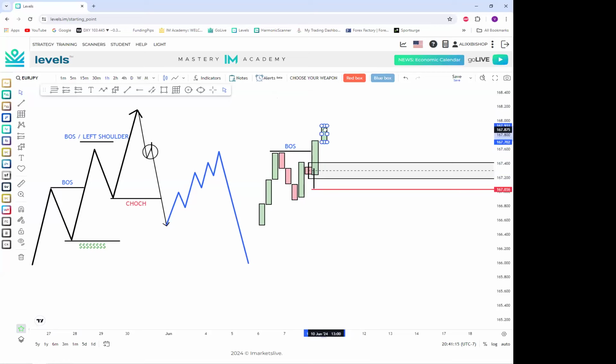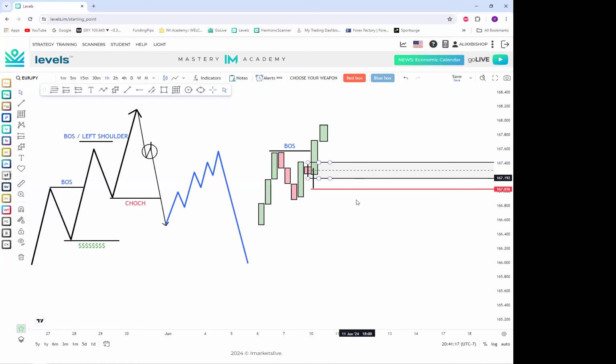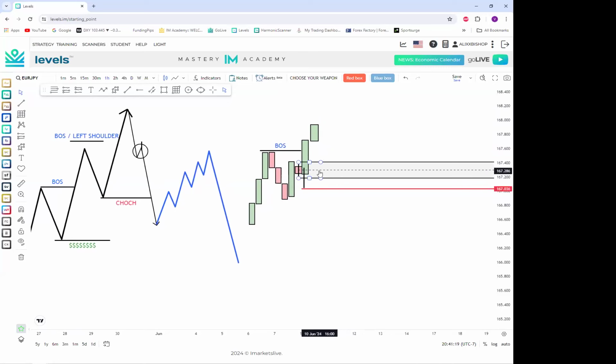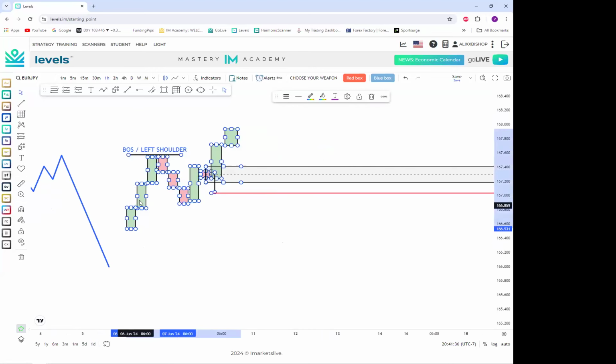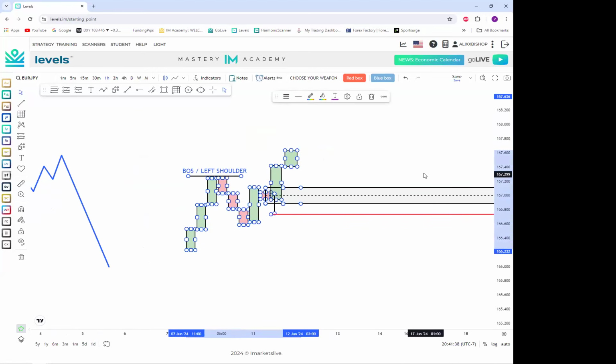All right. So this is what we got right now. I'm gonna break this down in the candles, just like I broke it down right here. Okay, so we know the BOS is the left shoulder, right? Guys, let's actually just focus in right here.